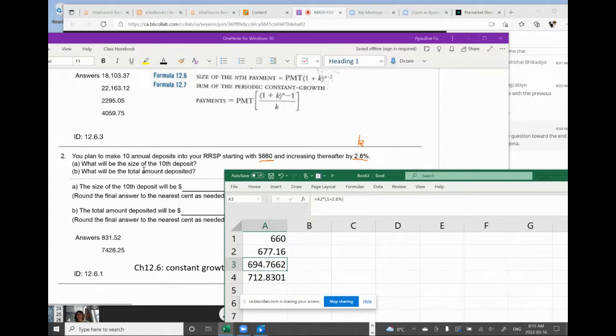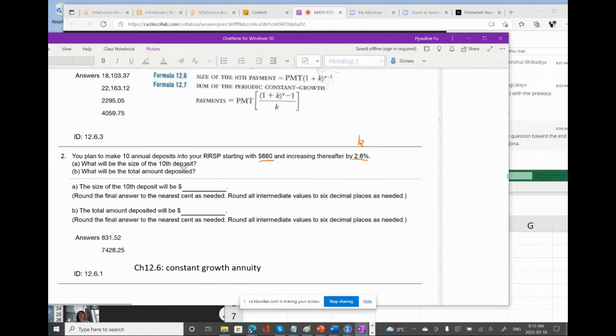The question we are asked is, what is the size of the 10th deposit? There is a formula to do that. The 10th deposit equals PMT times (1 plus K) raised to power N minus 1. K is 2.6%. N is 10 in our example. So N equals 10, K equals 2.6%, and plug in this formula. PMT is 660.